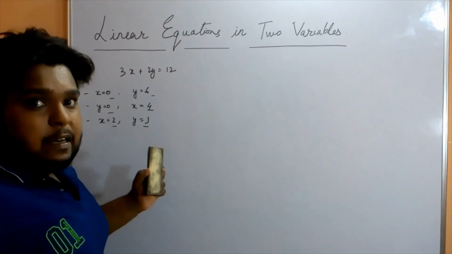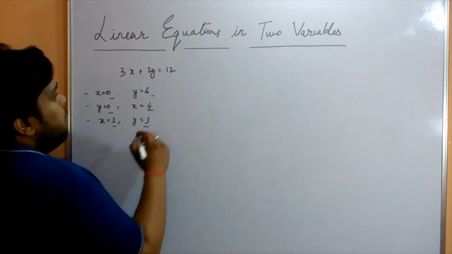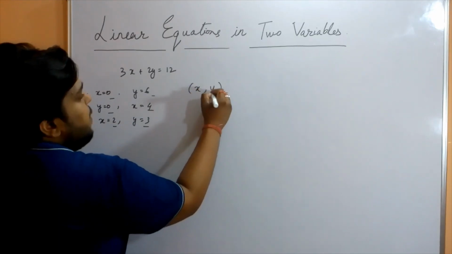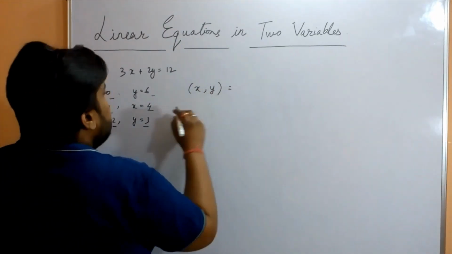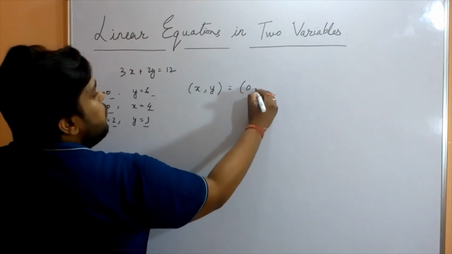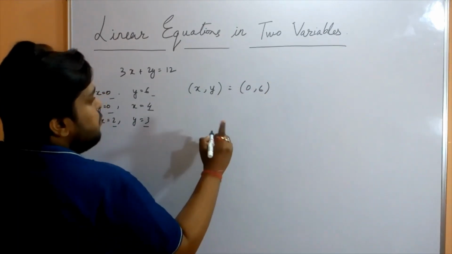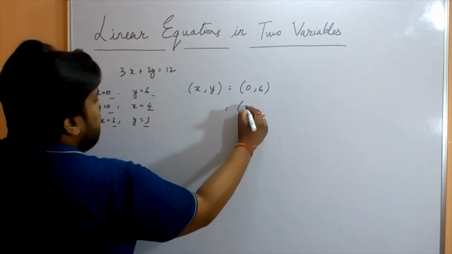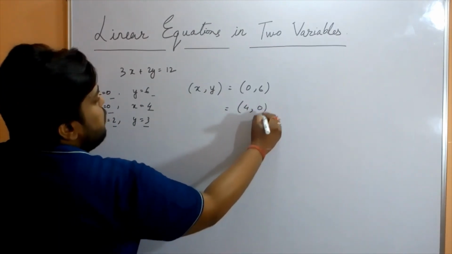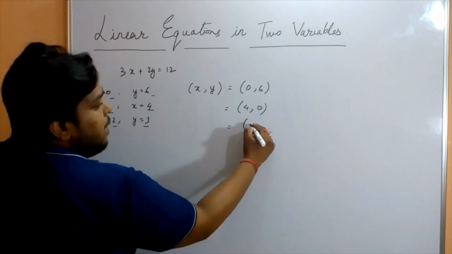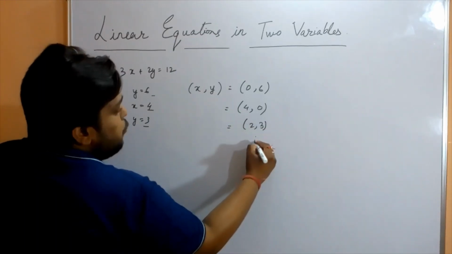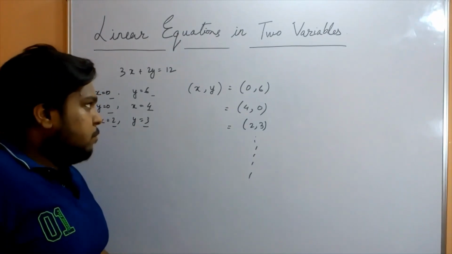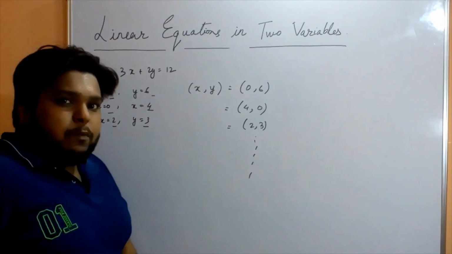Now how do you write the solution? Normally you can write the solution as x comma y like this. Suppose x is 0 and then y is 6. This is one solution. Another solution we can write: x is 4, y is 0. Another solution: x is 2, y is 3, and so on. You can make as many solutions as you want. I hope you understood this.